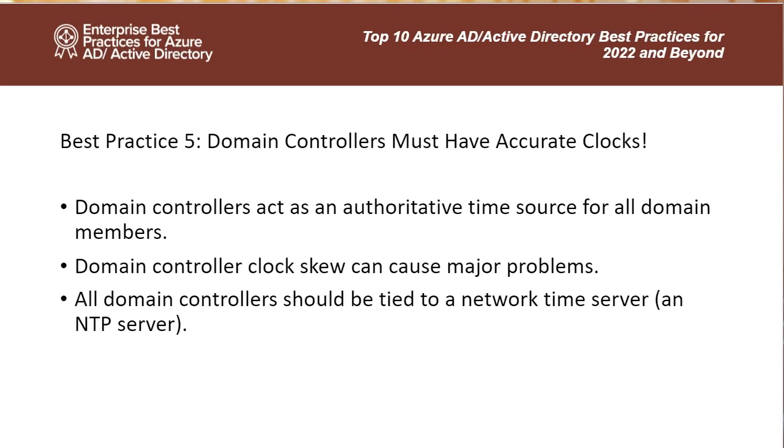So the best practice here is to make sure that your domain controllers are tied to a network time server. That's an NTP server. Because that NTP server is an external resource, it's something that's not managed by your organization. It's managed independently, and that acts as an authoritative time source. So by connecting all of your domain controllers to that, that will ensure that they have accurate clocks, and then that accurate time will propagate out through the domain so that you have accurate clocks on everything else.